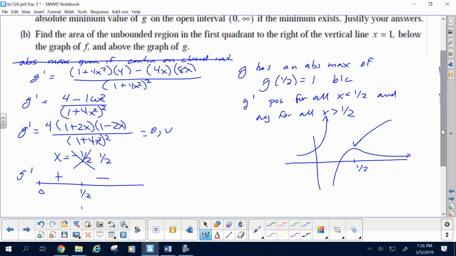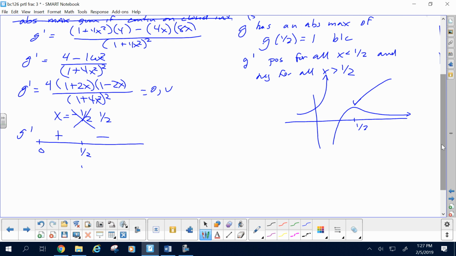You would have to say g is continuous on 0 to infinity. And then g has an absolute max that's positive for all x's in the domain before, and negative for all x's after. This would be an absolute max. Powerful language like "for all" and "only," those are the key. You might use one strategy where you say it's only got one critical number, and it's continuous. So you might have said something like that.